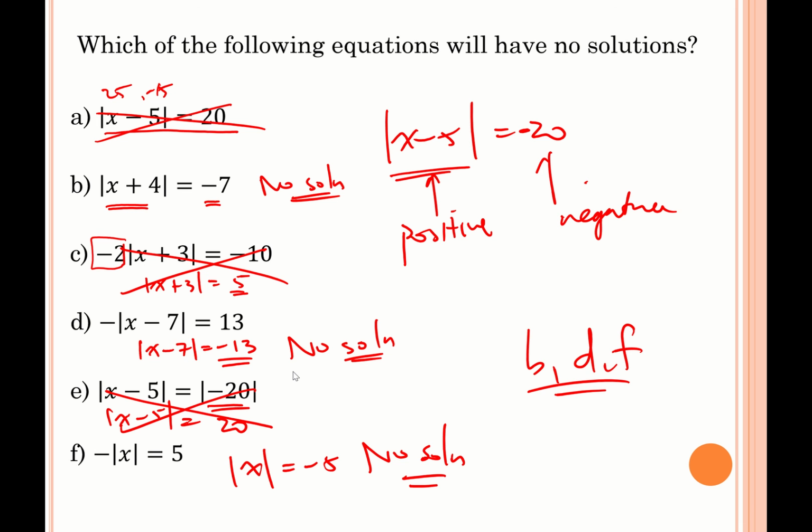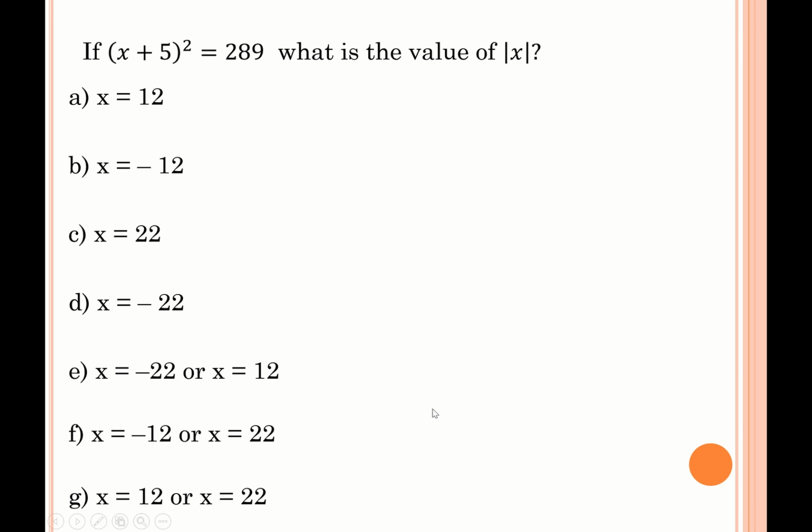Okay, so we'll continue. Just checking on my time. Okay, so with this next one: if x plus 5 squared equals 289, what is the value of the absolute value of x? Feel free to pause this video and then continue on when you're done, okay? But I'm just going to continue doing this question here.